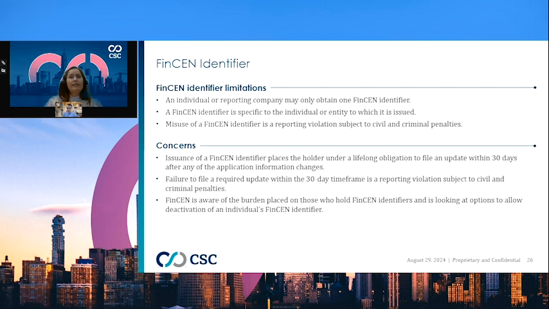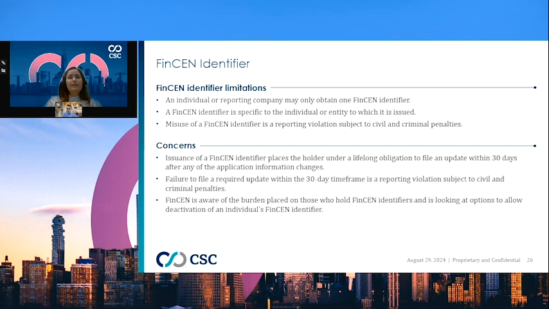Although the FinCEN identifier is helpful for protecting personal information, there are a couple of limitations and concerns you should be aware of. First, an individual or reporting company may only obtain one FinCEN identifier. This, of course, makes sense, but someone could easily forget or lose that number.